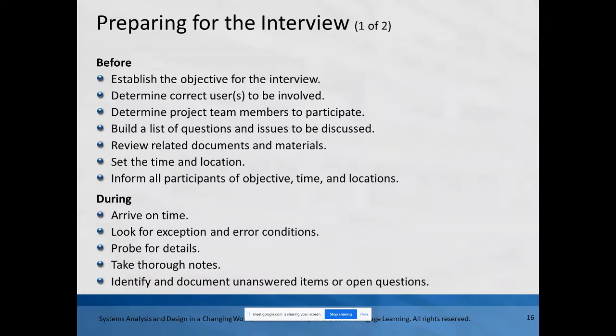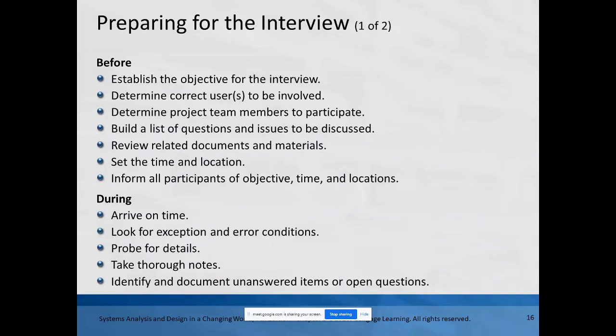During the interview, obviously arrive on time. Don't make the person wait. That's insulting. Look for exception and error conditions. So if you see things that don't make sense that they're describing, be aware of that. Make sure to push back, not in an aggressive way, but just in a thorough way so that you have all the information. Probe for details. See if they can give up as much information as possible. Take thorough notes and identify and document unanswered items or open questions.